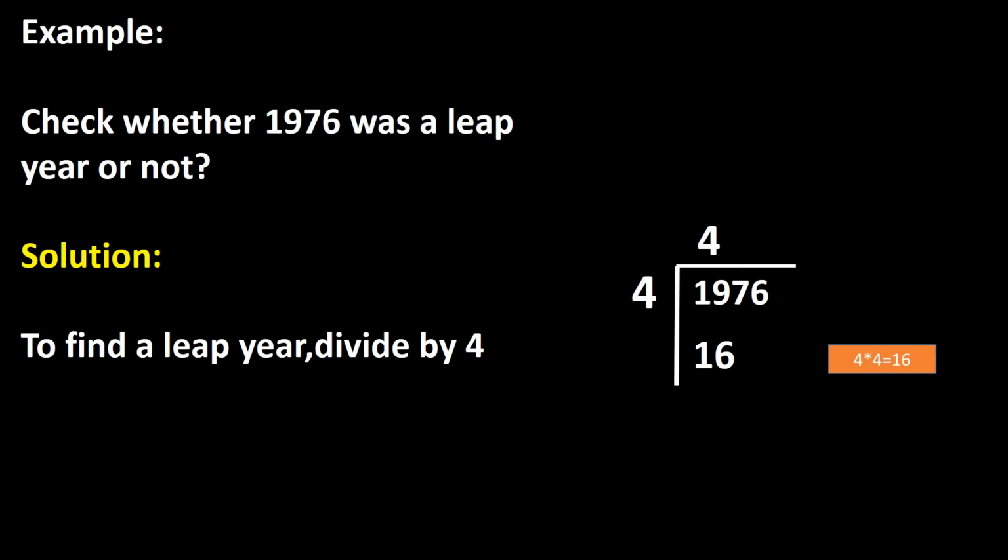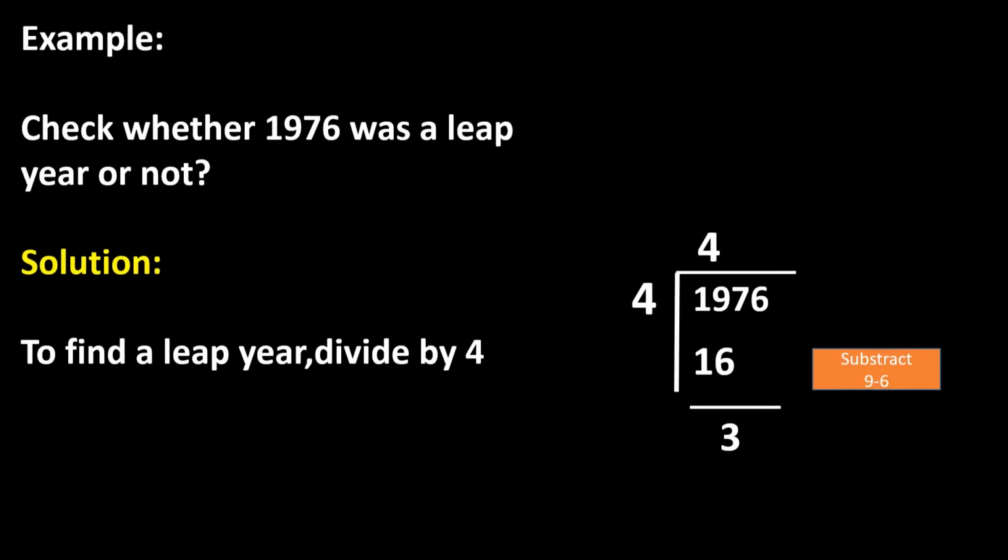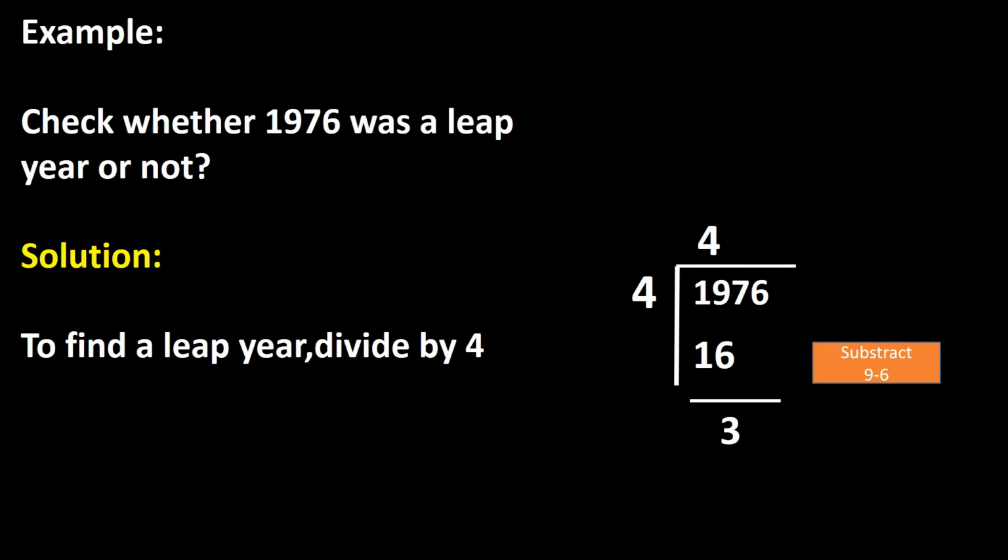So after writing 16 below 19, we have to subtract 16 from 19. So 9 minus 6 is 3 and 1 minus 1 is 0. By subtracting 16 from 19, we get 3. And next step, we have to bring 7 next to the 3. So bringing down 7 next to the 3, it is written as 37. Now again we have to use the multiplication table of 4. So 9 into 4 is 36.